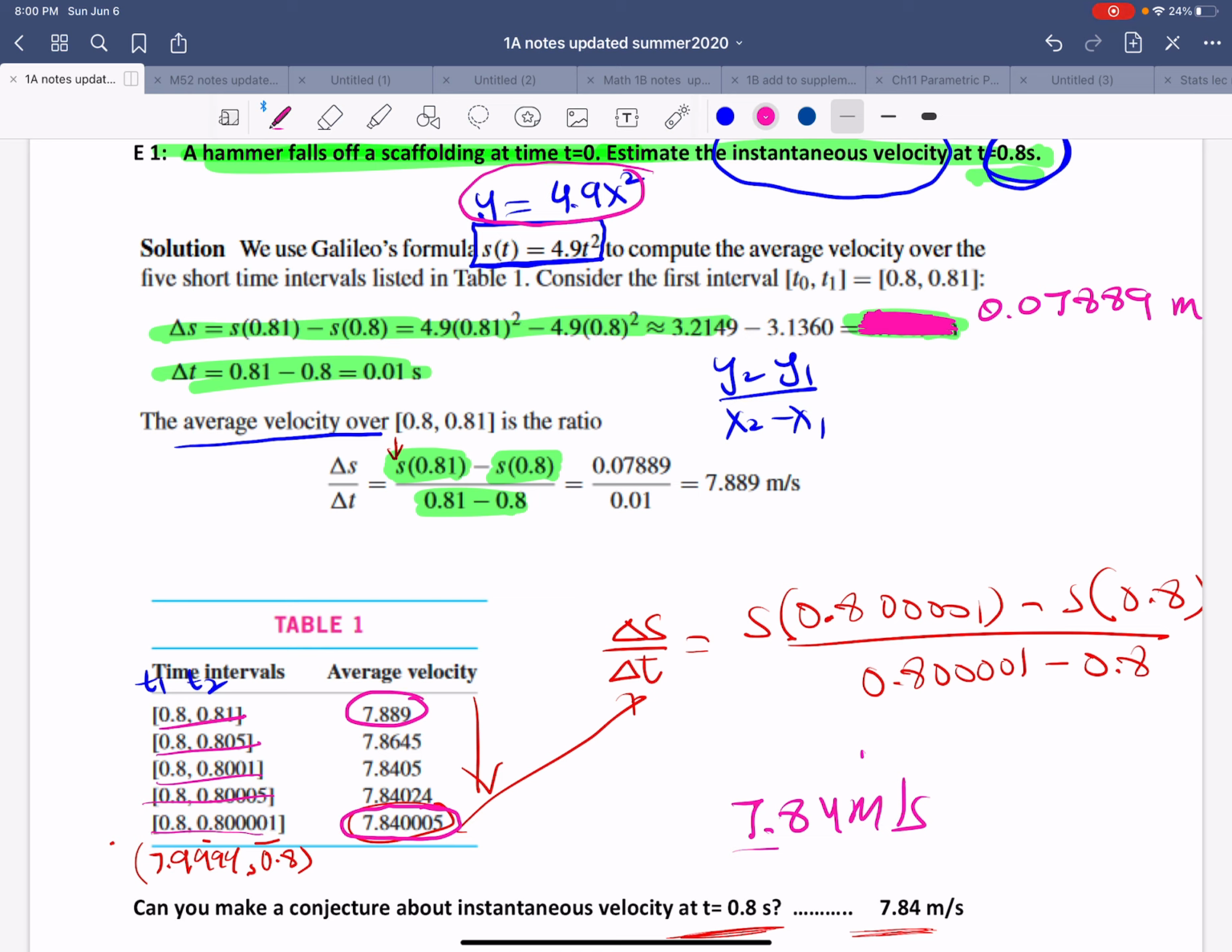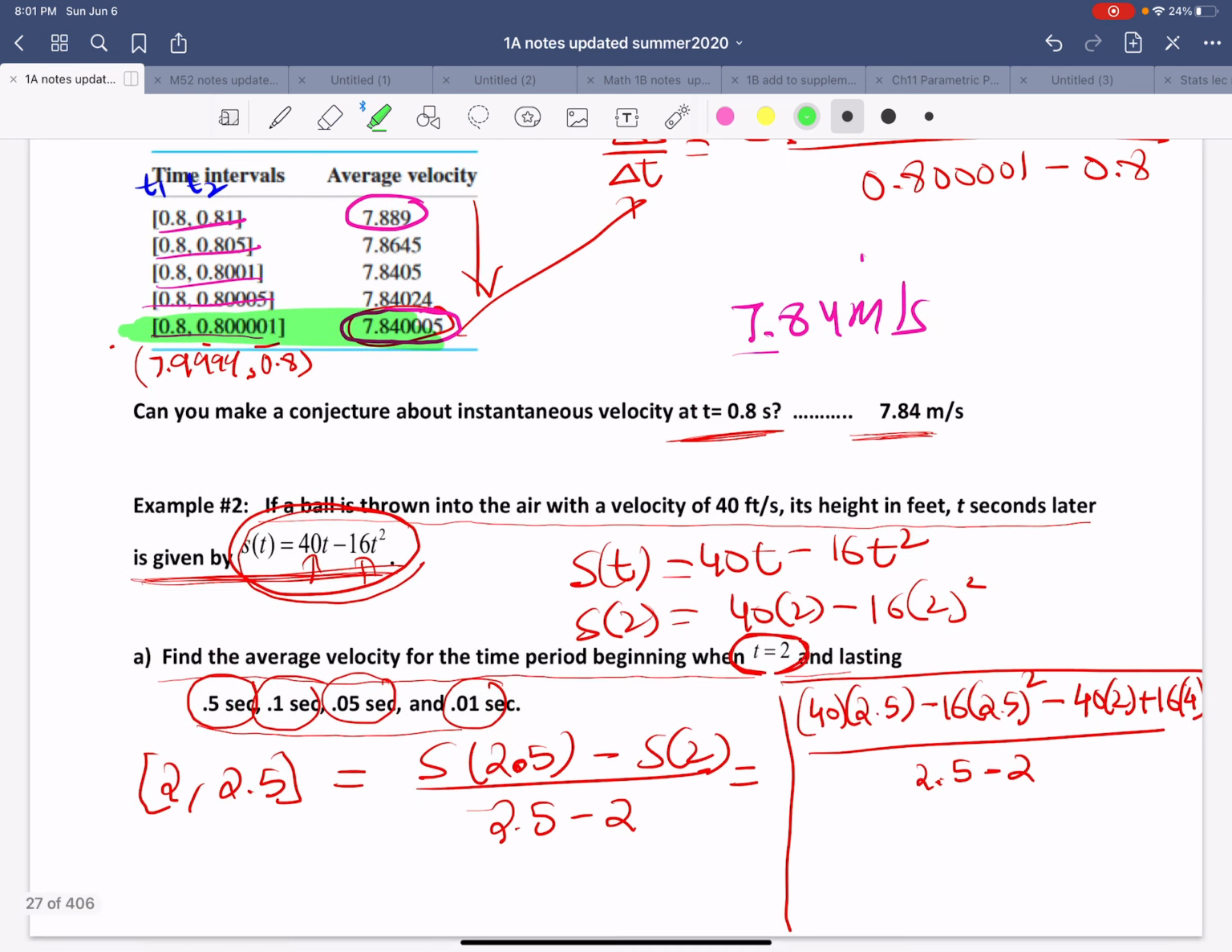Again, why am I using this interval? Because this is the interval that is closest to 0.8. 0.8 and 0.8000001 are very close to each other. So I can estimate the slope of tangent line by using the slope of secant line. And these are my 2 points which are very close to each other.